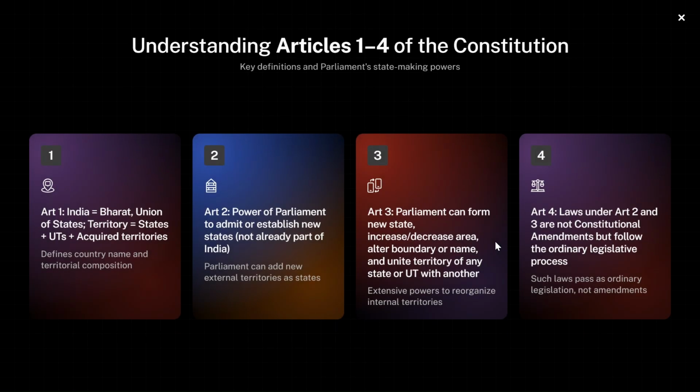Now we move on to the articles present in the chapter. We have Article 1, that is India, that is Bharat, is a union of states. And then Article 2, which talks about the power of the parliament to admit or establish new states. And then Article 3, which talks about the power of the parliament to alter these states.